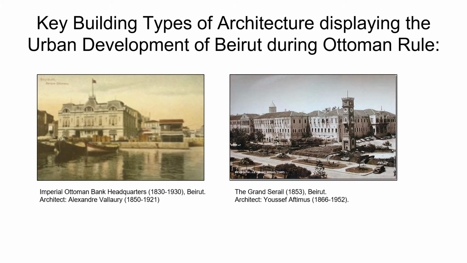Key building types of architecture displaying the urban development of Beirut during the Ottoman period can be shown in the Imperial Ottoman Bank headquarters shown on the left, and in the Grand Serial of Beirut shown on the right. The usage of monumental architecture through Western techniques and materials distinguished the architectural style that encompassed most of Beirut during the period of Ottoman rule.